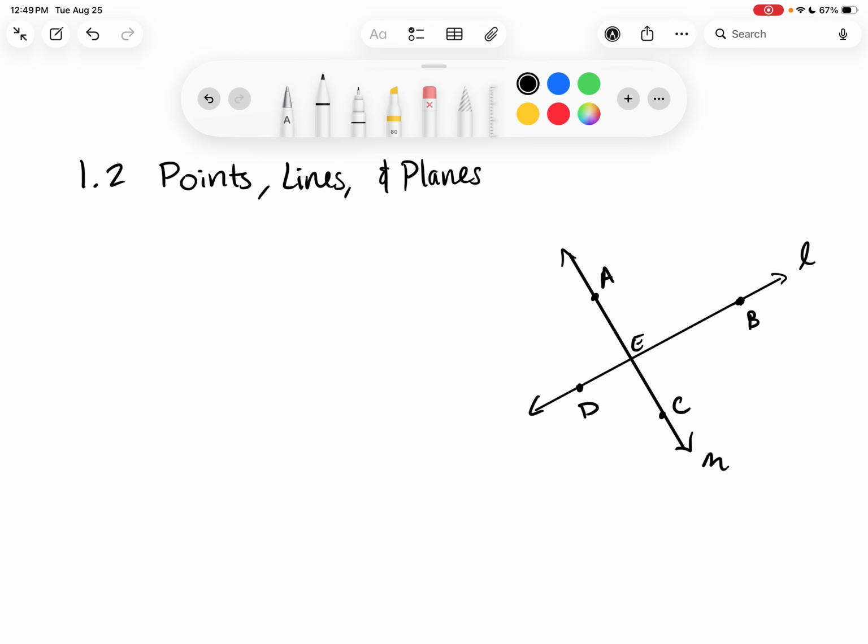So I have a line L and a line M, and then there are points on each of those, and E is this intersection point right here. So they're going to give us a statement, and then we're going to determine if it's true or false. So number 10, A, B, and C are collinear. So are A, B, and C all on the same line? Nope, so this would be false.